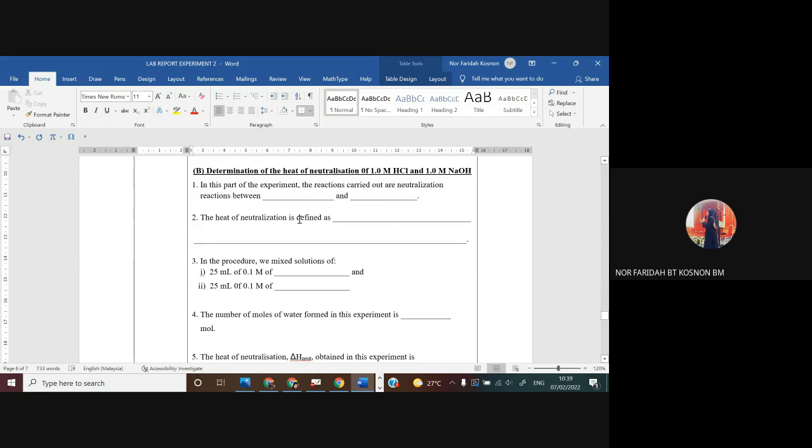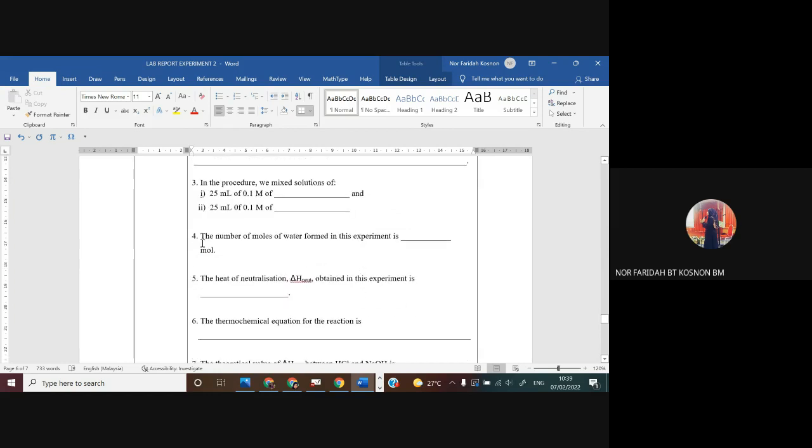Okay, the heat of neutralization is defined as apa. Tak boleh. Okay, in the procedure, we make solution of apa yang you tambah. Sebenarnya saya nak you faham. Apa yang you tambah, apa yang you pipette secara virtual. Okay, and then the number of moles of water formed in this experiment is berapa mole.